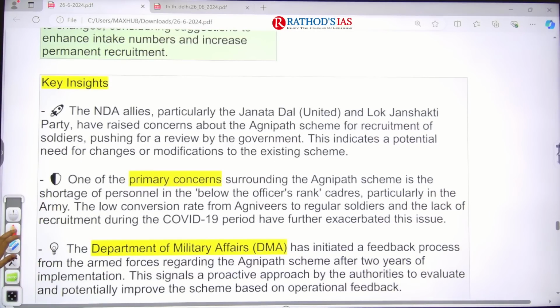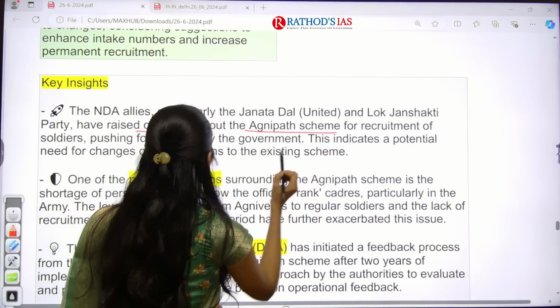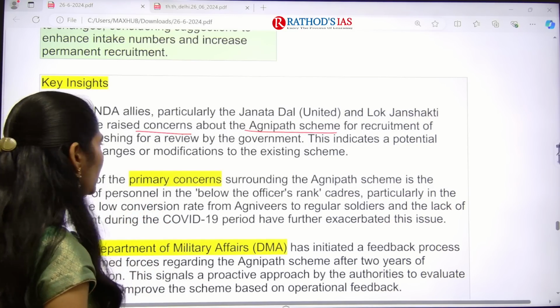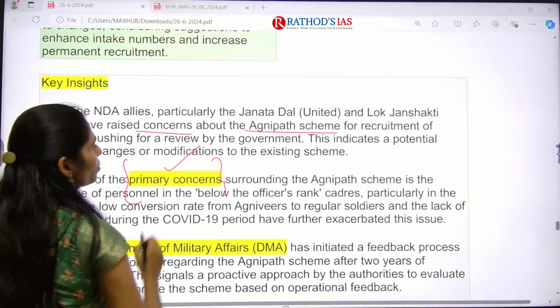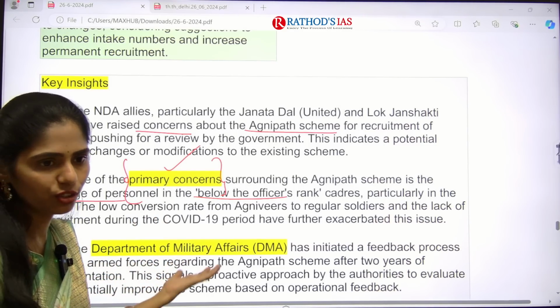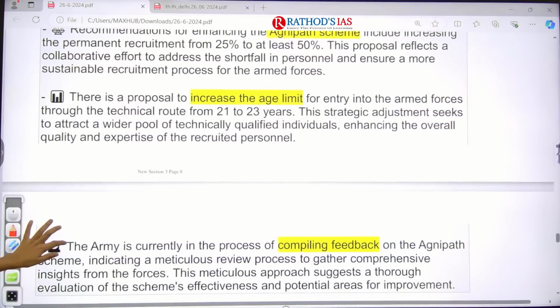If you see the highlights here, the NDA allies, that is the present government, have raised concerns about the Agnipath scheme for recruitment of soldiers. They now want a review of this scheme by the government, and whether there is any need for changes to the notification of the existing scheme or not. So what are the concerns behind this issue? Already there is a shortage of personnel below officer rank in the army, and recruiting Agniveers instead of regular soldiers also has an impact on the future of the Agniveers. Whether they will continue or not, there is no clarity. Only some of them will remain and the others will go back home. This is the issue, nothing more than that.